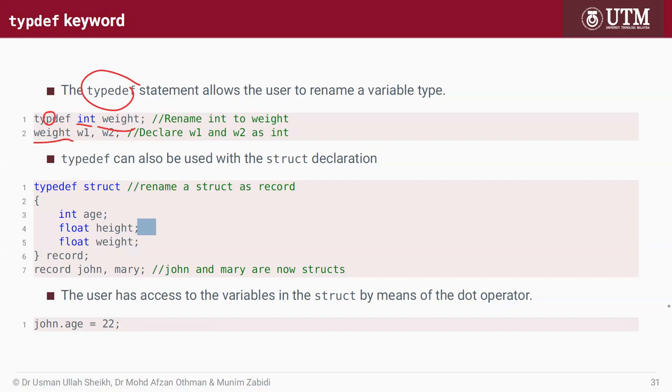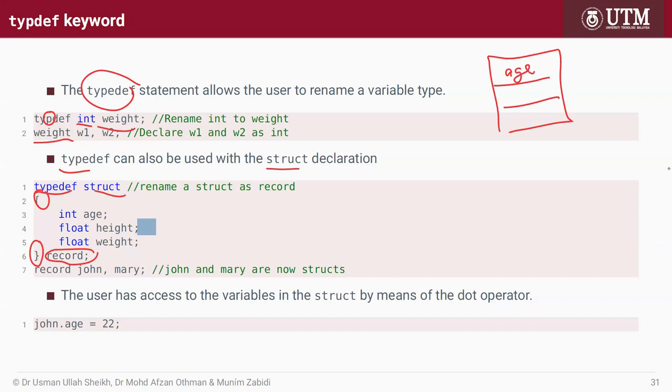But if you use typedef with a struct at the same time, you have to follow this format: typedef struct and then open brace, close brace, and then the struct name. We can have a structure. Okay, a structure is like a block of data like that. So you have integer, you have age here, have height, and we have weight.